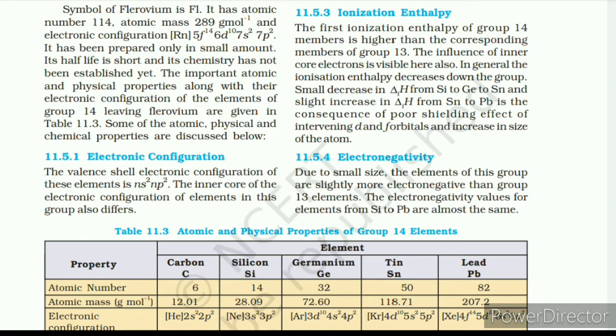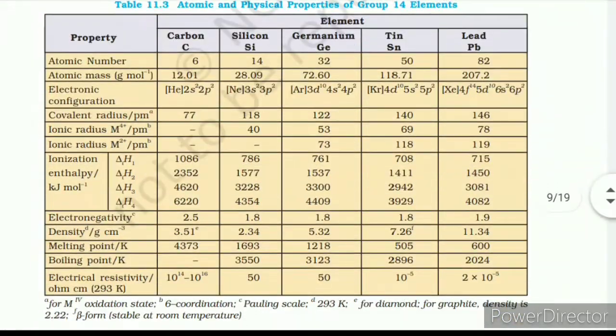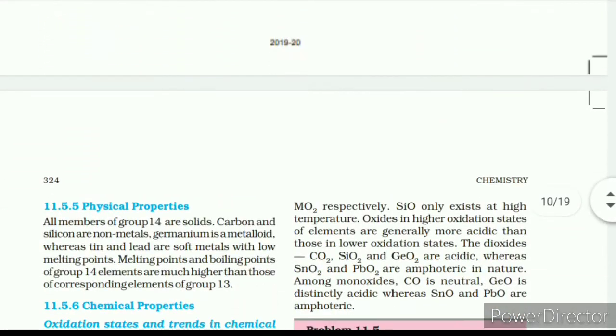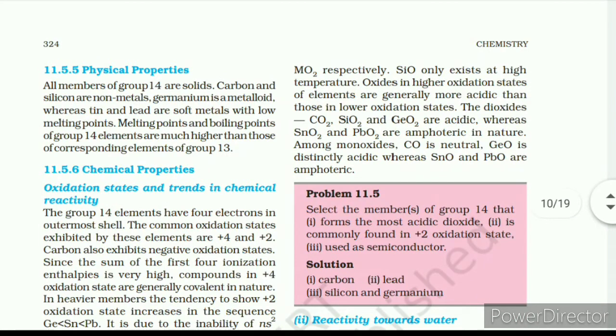11.5.5 Physical properties. All members of Group 14 are solids. Carbon and silicon are non-metals. Germanium is a metalloid, whereas tin and lead are soft metals with low melting points. Melting points and boiling points of Group 14 elements are much higher than those corresponding to elements of Group 13. 11.5.6 Chemical properties. Oxidation states and trends in chemical reactivity.